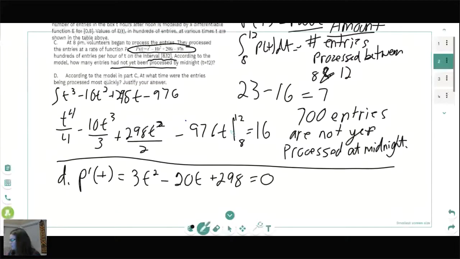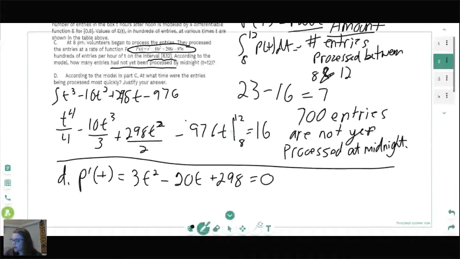How can we use our calculator to find where it's going to equal 0? Good. I was thinking what Talia said and graph it. You should be able to graph that without getting a complex number. So if you type into your calculator in the graphing section, 3t squared minus 20t plus 298, and then you look for the zeros on the graph, you will find those values.